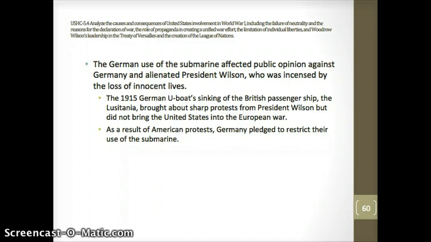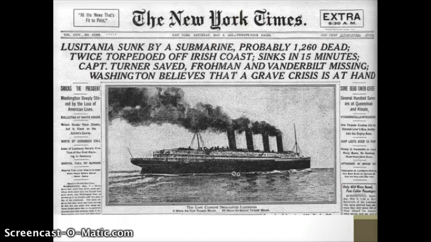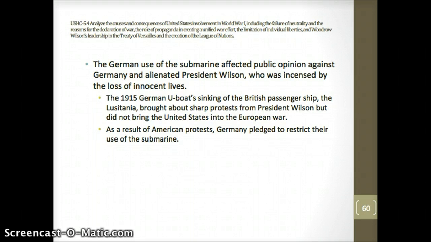The most famous was the sinking of the Lusitania, which is right here. The Germans sank it, saying it was shipping war goods, which it was actually shipping. And in the process of sinking it, 1,200 people died, along with some Americans. And so that's going to make Americans upset to see the loss of American life.